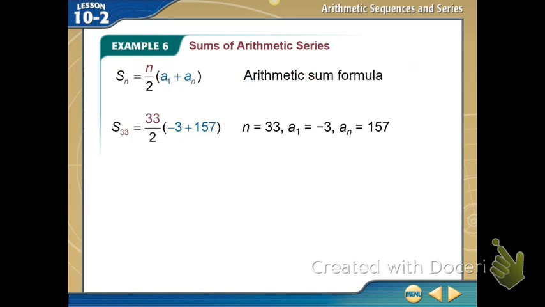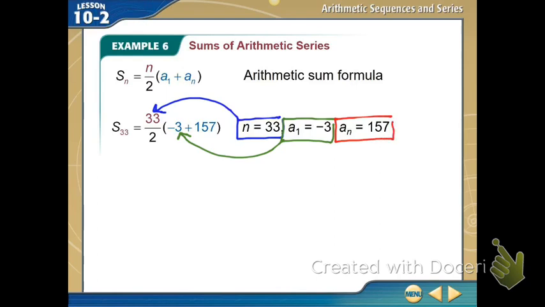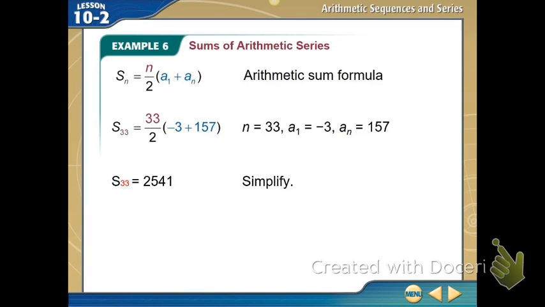So I plugged in the number of terms here for n. I plugged in the first term, -3, here for a1. And I plugged in the last term, a of 33, in here. I'm going to simplify this, and I get s of 33. In other words, the sum of the first 33 terms equals 2,541.